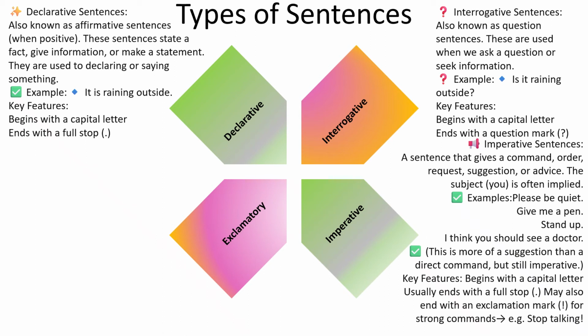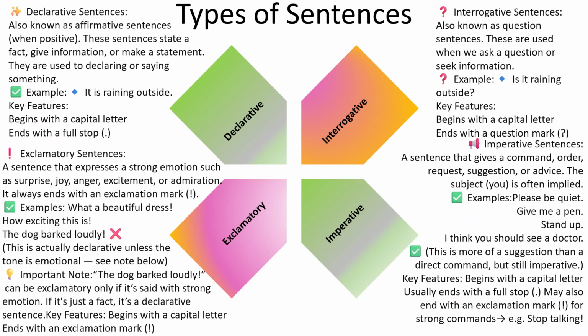Next and the last one is the exclamatory sentence. A sentence which expresses a strong emotion is an exclamatory sentence. For example, what a beautiful dress! Or, please talk to me now! Or, the dog barked loudly! So these sentences have a strong emotion.